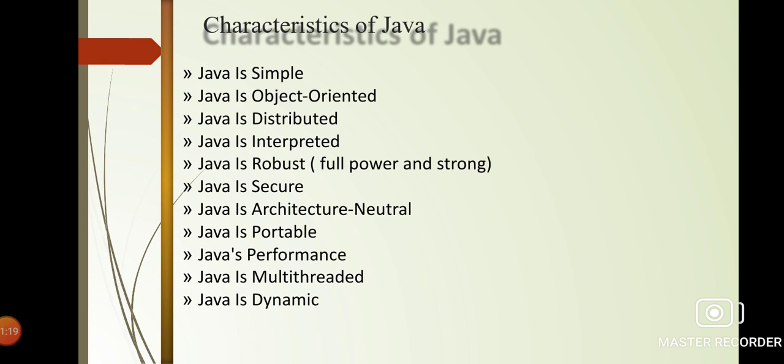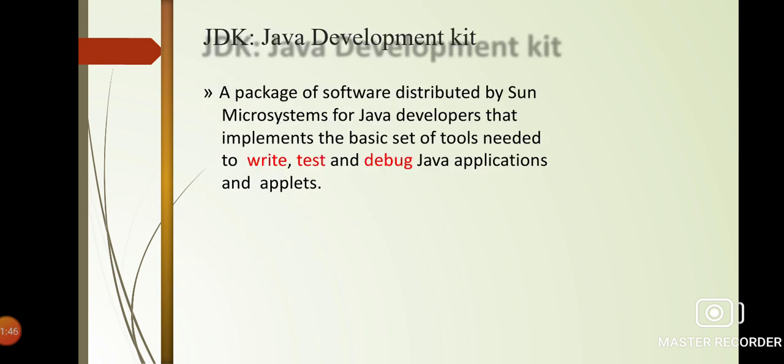And these are some of the characteristics of Java programming. Java is simple, Java is object oriented, Java is distributed, Java is interpreted, Java is robust, and then Java is secure, Java is architecture neutral, Java is portable, Java is high performance, Java is multi-threaded, and Java is dynamic.